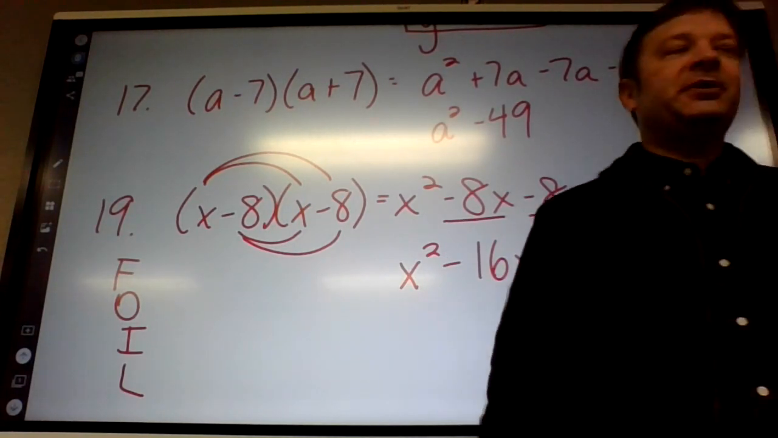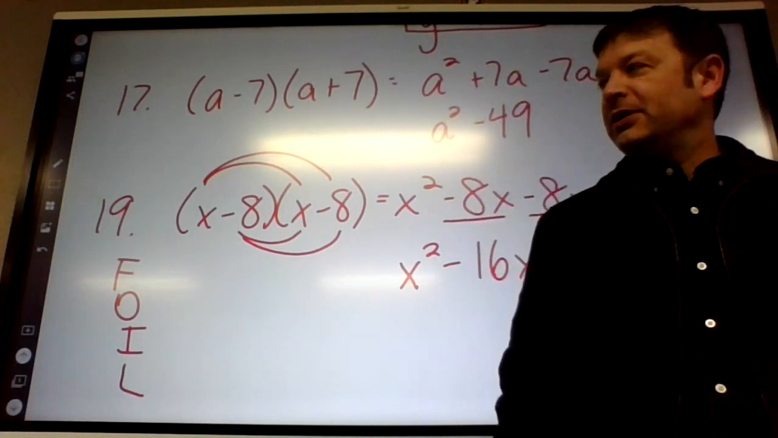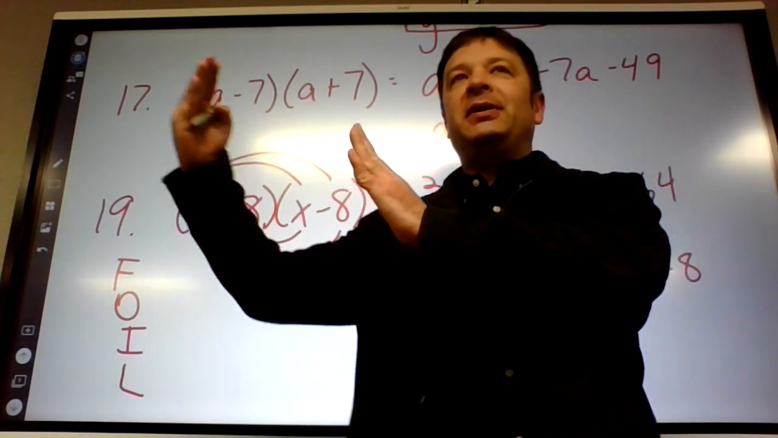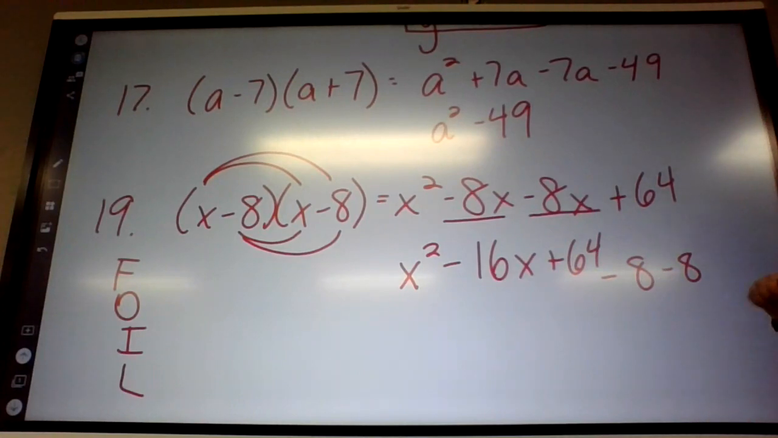That's why I was stepping this way. I'm trying to help you guys visualize a number line. I don't know if you can tell. Negative 8 is 8 to the left. Minus 8 is 8 to the left. So all the way out to negative 16.